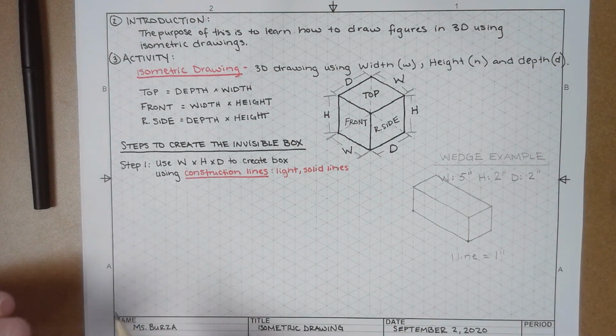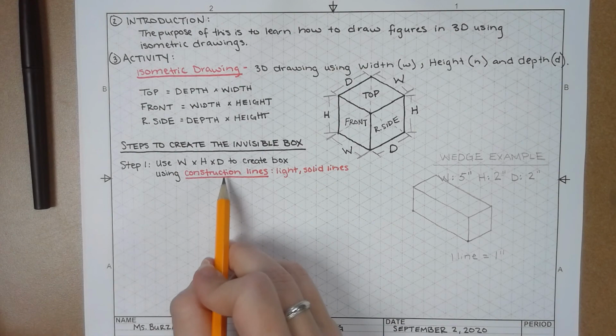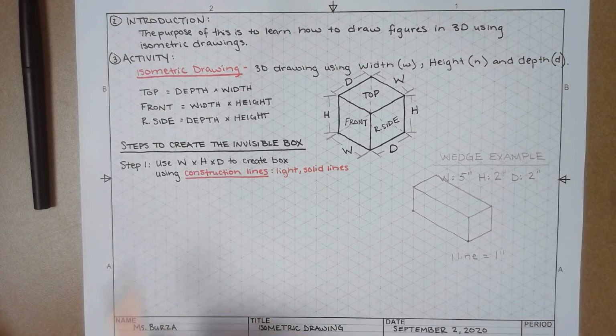All right, so this is your invisible box. We've created it with light, solid construction lines. View video 3 for step number 2 of the invisible box process.